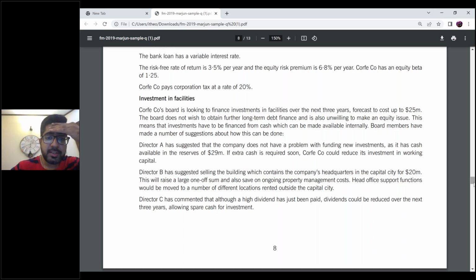Director B has suggested selling the building which contains the company's headquarters in the capital city for 20 million. This will raise a large one-off sum and also save ongoing property management costs. Head office support functions would be moved to a number of different locations rented outside the capital city. Director C has commented that although a high dividend has just been paid, dividends could be reduced over the next 3 years, allowing spare cash for investment. I think that's it.